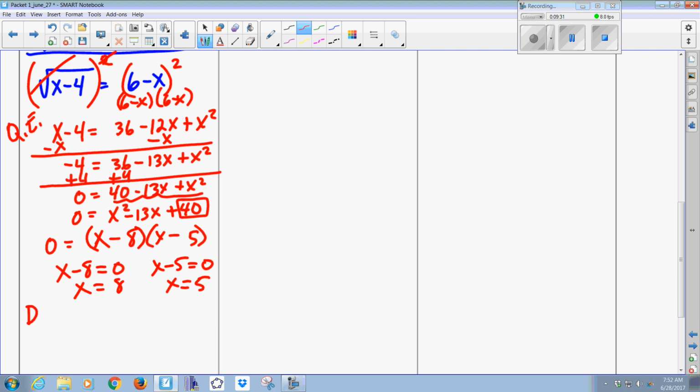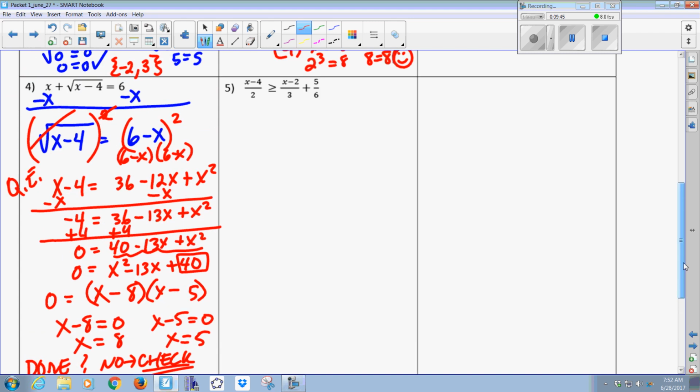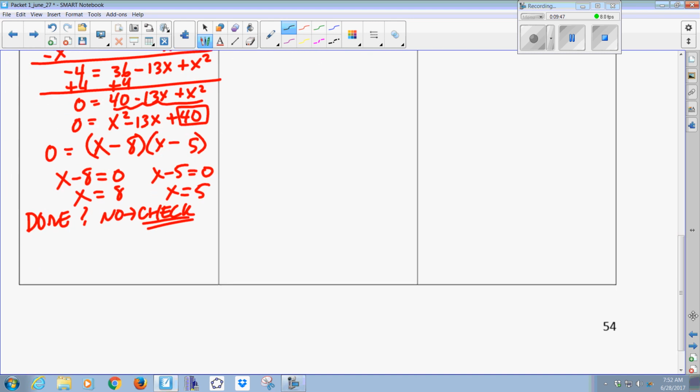But are you done? No, you have to check. Every radical equation has to be checked because we could introduce an extraneous solution. So let's go back to our original equation and check each one of these solutions. So here's our original equation, equals 6.